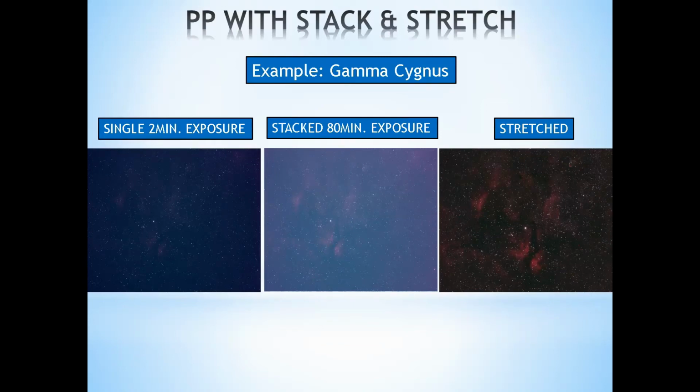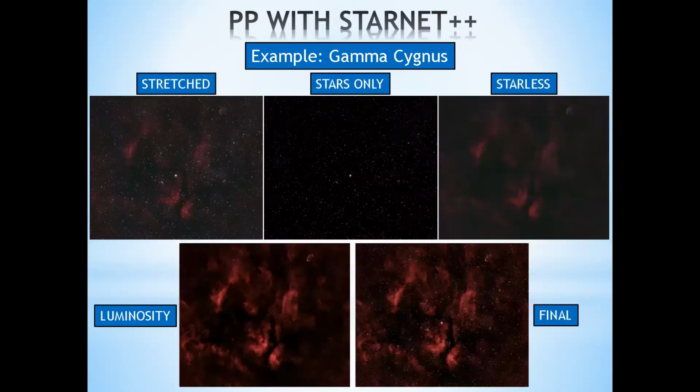So I go through a different process. I start out with a stretched image. I put it into StarNet and subtract out the stars and the nebulosity, so they're in two different images. This is a stars only image, and this is a nebulosity only image. And I take this image and increase the luminosity of the nebula, and then add back the stars for my final image. So that's the process that I go through.